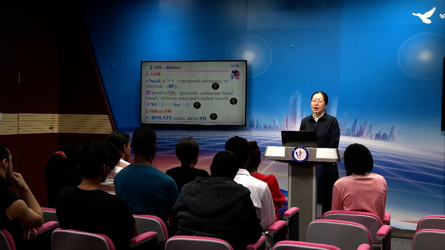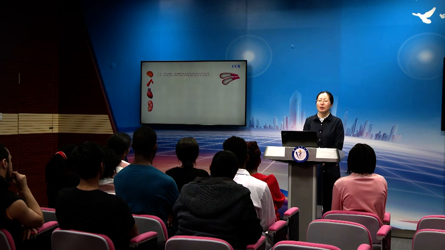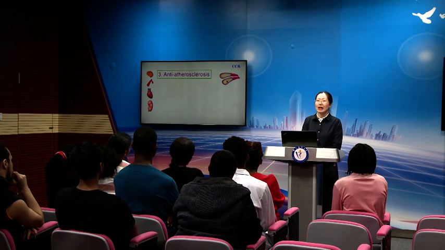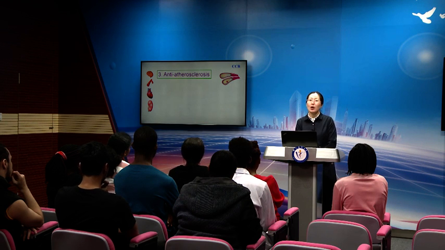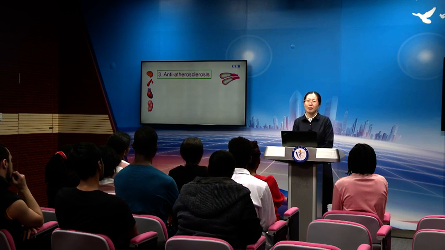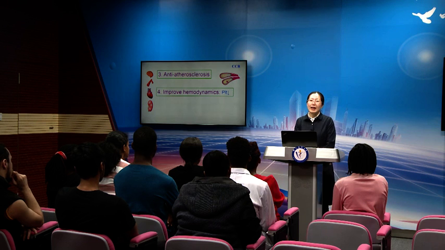Besides these pharmacological effects, CCB, calcium channel blockers, can also inhibit atherosclerosis. That means we can use CCB to treat cardiovascular system diseases such as atherosclerosis, and they can improve hemodynamics and inhibit platelet aggregation.